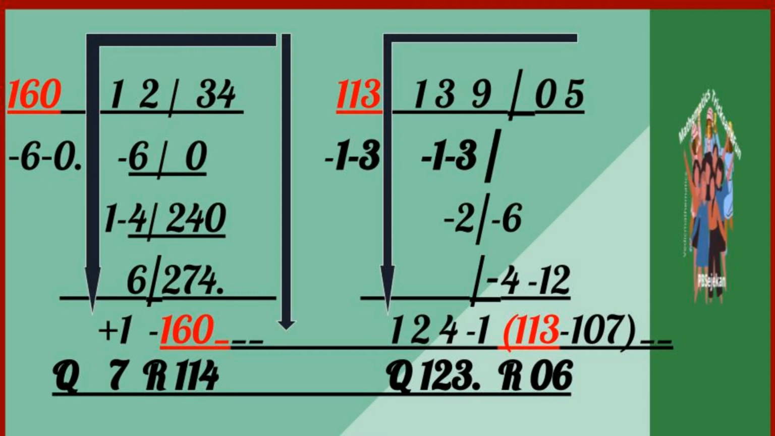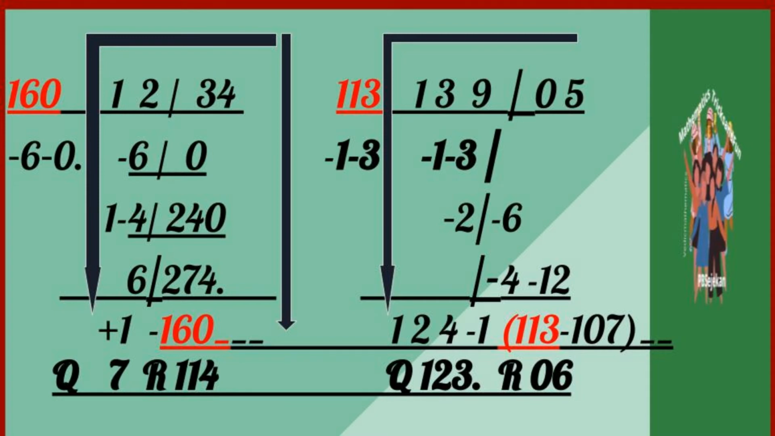Second example, divide 13905 by 113. We write 139 gap and 05, and minus 1 minus 3 below 113. Bring down 1 to the quotient side. 1 into 13 gives 13. We write it with their respective signs below 39. Now 3 minus 1 is equal to 2. Take it to the quotient side.